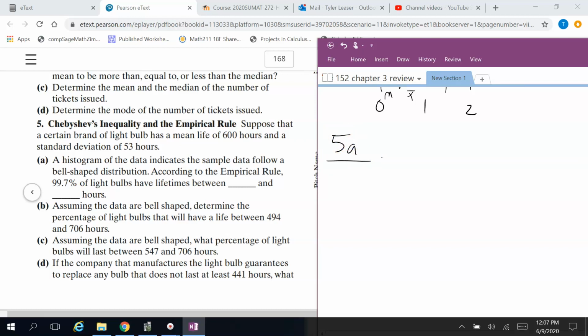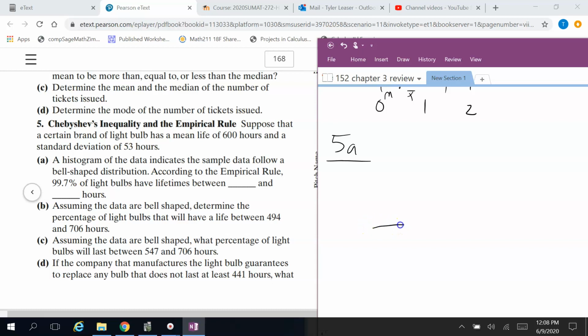So just reading through it, suppose that a certain brand of light bulb has a mean of 600 hours and a standard deviation of 53 hours. Part A, a histogram of the data indicates the sample data follow a bell-shaped distribution. According to the empirical rule, 99.7% of light bulbs have lifetimes between what 2 numbers?